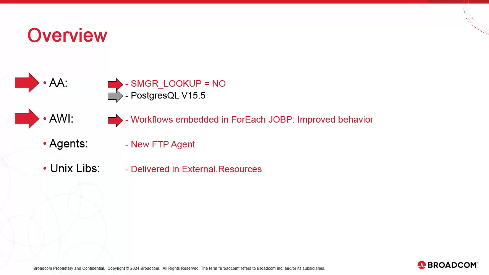In AWI, adjustments have been made to the ForEach workflow and its behavior in the process monitoring perspective for added clarity and monitoring. The old RA FTP agent has been retired in favor of a new agent that works differently and we hope better. Finally, the embedded Unix libraries necessary to the Unix components, like the agents and AWI, have been pulled out of each component and moved to the external resources directory in the install package. Those libraries will need to be copied to each individual component when it's installed.